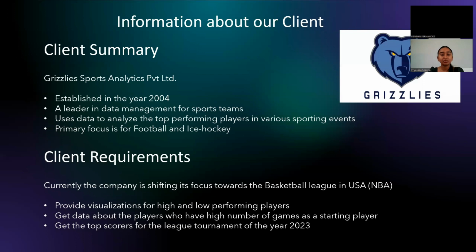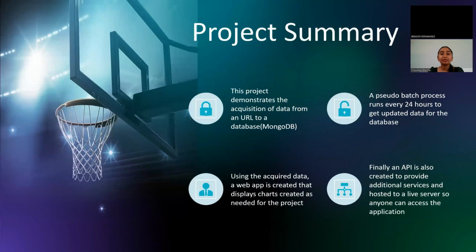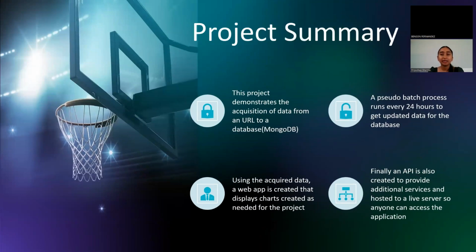Their requirements are to create a dashboard that displays various information about basketball players. Another requirement is to obtain data about the top performing players in 2023 and also the information about the players who have higher number of games as a starting player for a team. In this project, based on our client requirements, we acquired the data from a URL and stored it in a cloud database. MongoDB is used for our project.